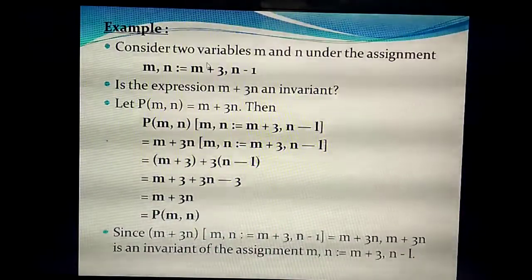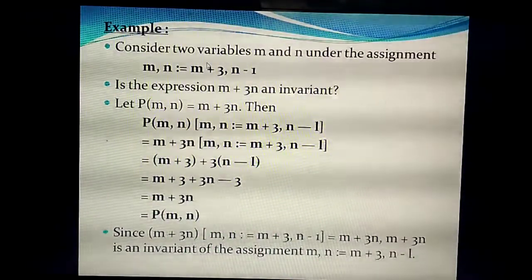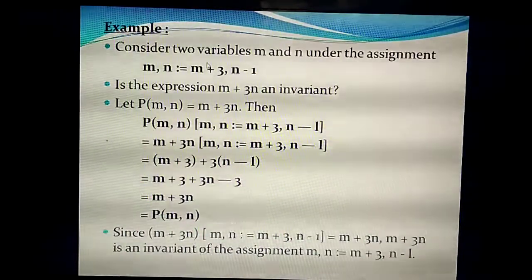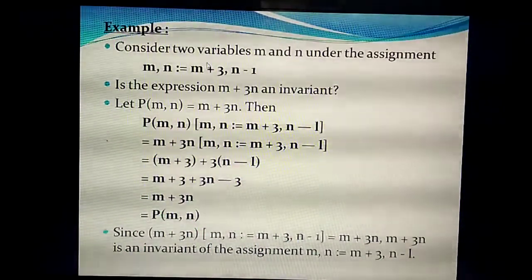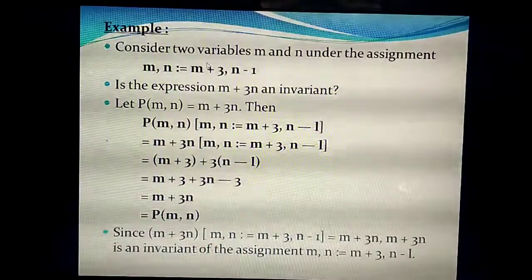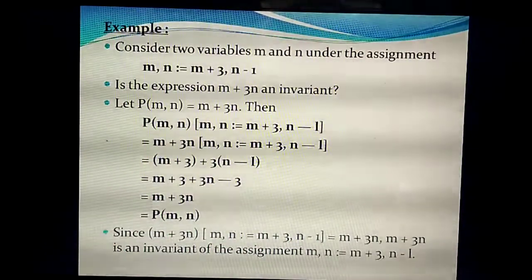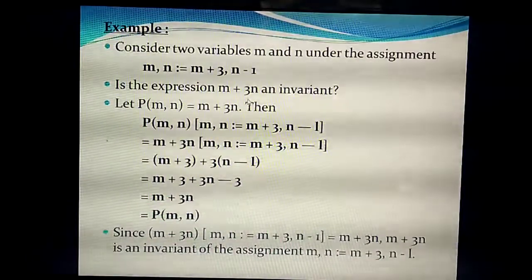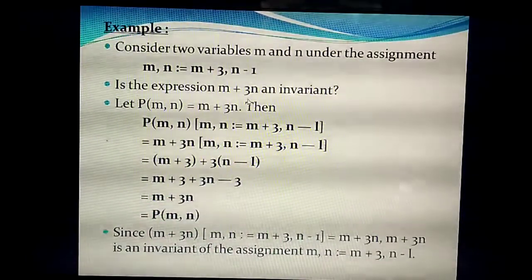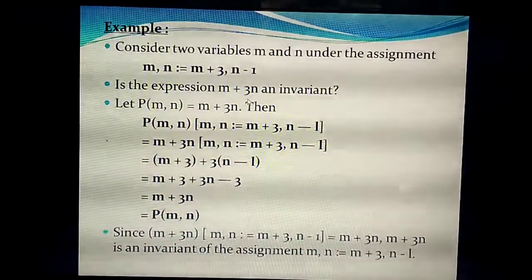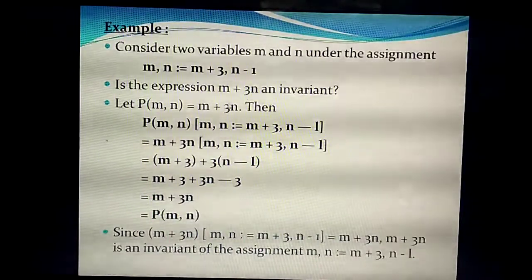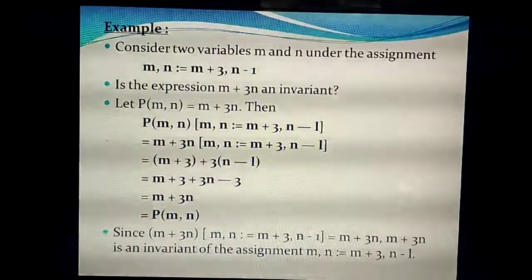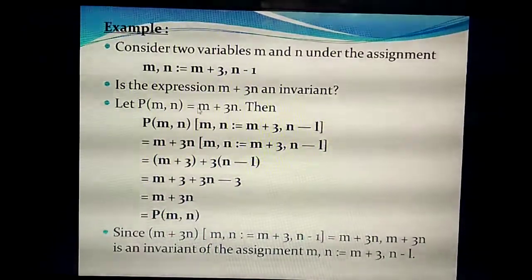What's the value of m now? M plus 3. Then what's the value of n now? N minus 1. So here in the question you are going to check whether m plus 3n is an invariant. Okay. So what do you need to prove? M plus 3n. The last question we solved, m p minus c is an invariant. Likewise here, you are going to check whether m plus 3n is an invariant or not. So what do you need to prove? P of m comma n equal to m plus 3n.